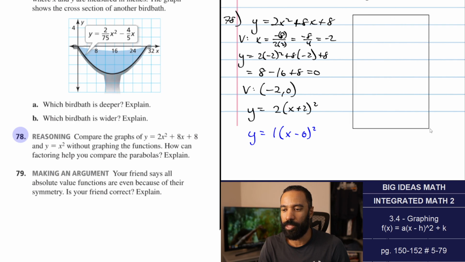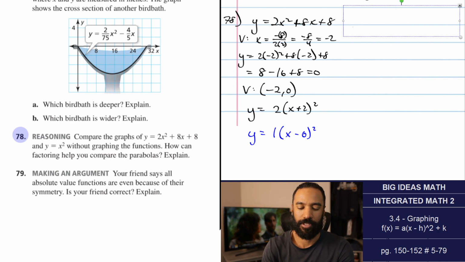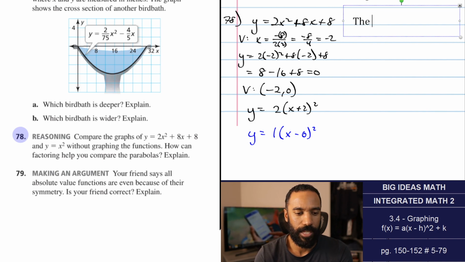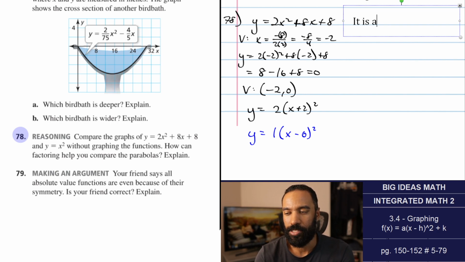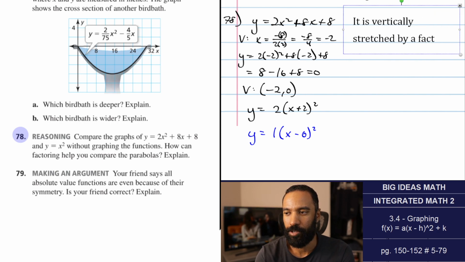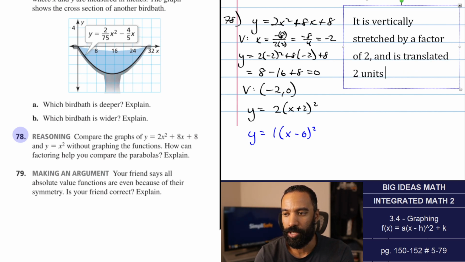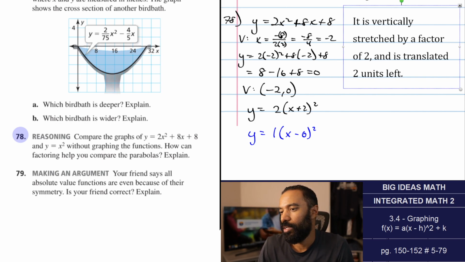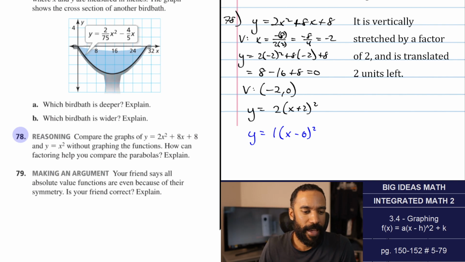So we'll start with, compare the graphs. The second, I'll say it is vertically stretched by a factor of 2 and is translated 2 units to the left. Remember, the -2. That's a -2 or +2 there. Translated 2 units left. They said about the factoring, though.